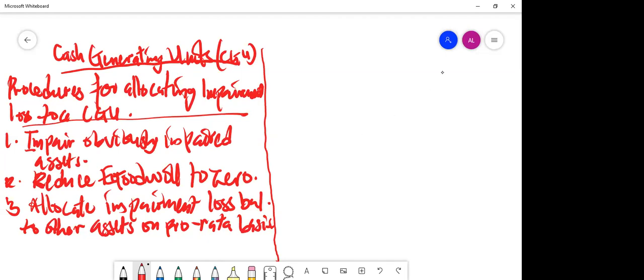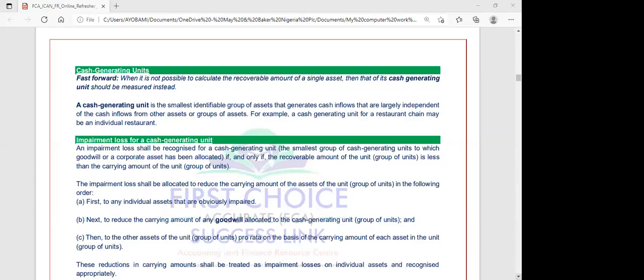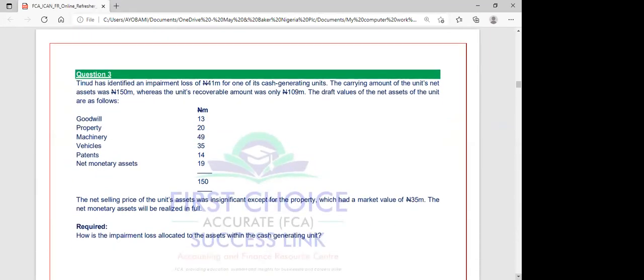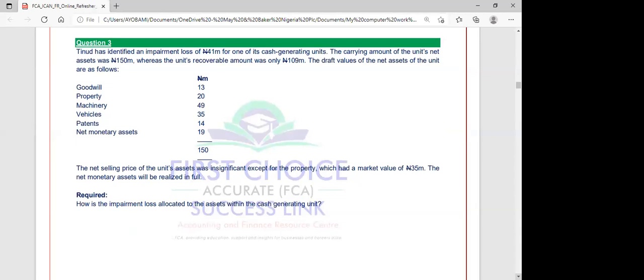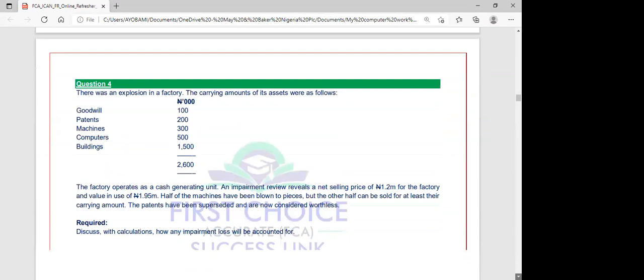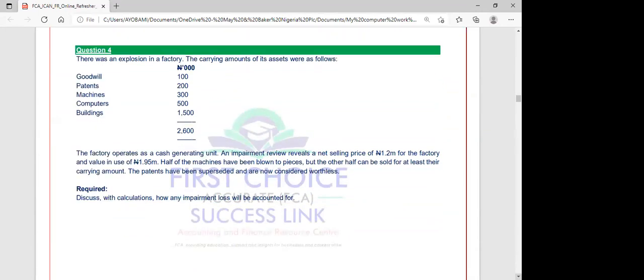So I'm going to come back here. Let's go back to our notes so that I can pick a question to demonstrate that, and then we move away from IAS 36 and go straight to IFRS 5, assets held for sale and discontinued operations. Let's take a look at this question. Let me see whether it will demonstrate what I'm looking for. I don't think so. We have the solution there, so you can go through that. I'm looking for a question that will demonstrate the whole of those three principles. I think this is looking good.